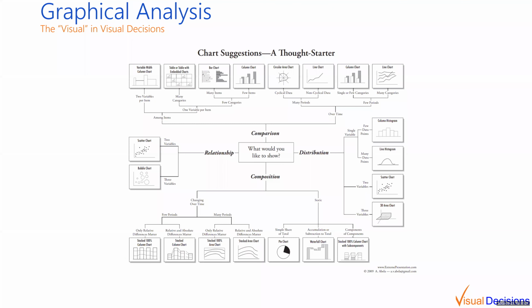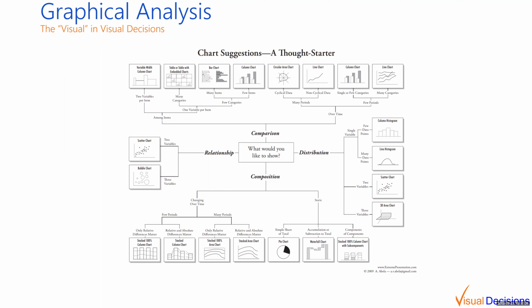So the next way that we can look at this, the 5 Whys and so forth, is graphical analysis. And this is essentially the visual in Visual Decisions. We saw some of the benefits of a visual approach in the last example. It's very easy to see what the biggest problems were and drill down into those and so forth.